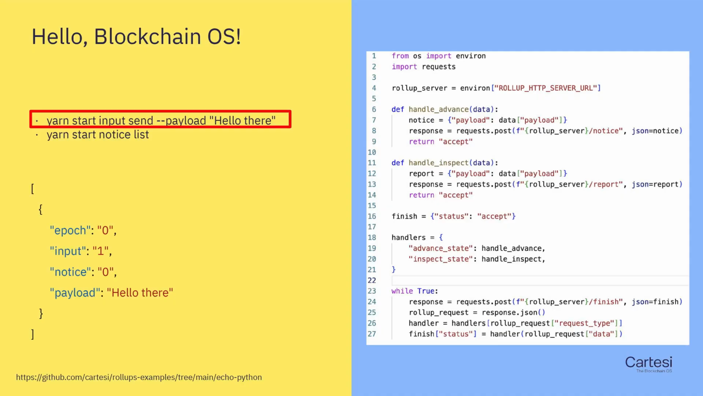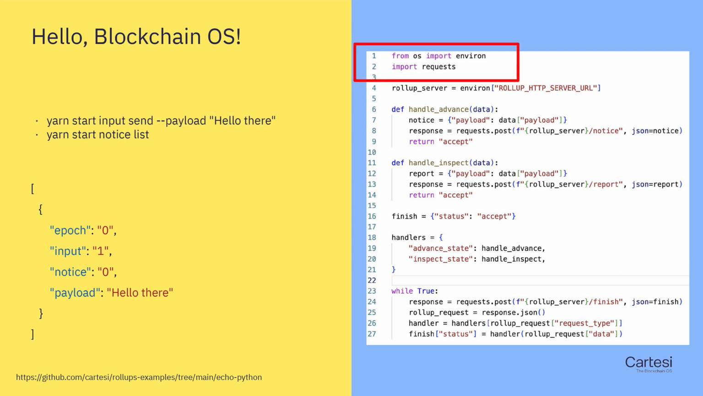If you go on your terminal using this front-end CLI, and you run the command yarn start input send with the parameter payload, and you put here "hello there", for instance, what's going to happen is that this front end will generate a transaction on the blockchain, sending this data. Our framework is going to process it, and later on, you're going to receive it inside the Cartesi machine. Now let's take a look at the code.